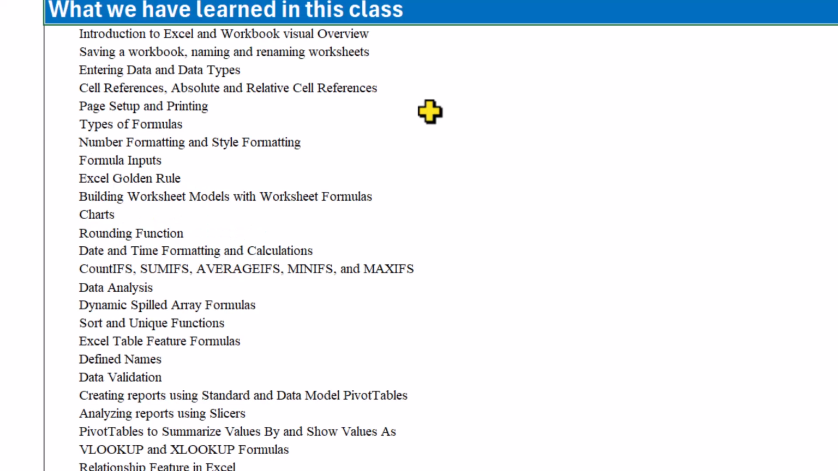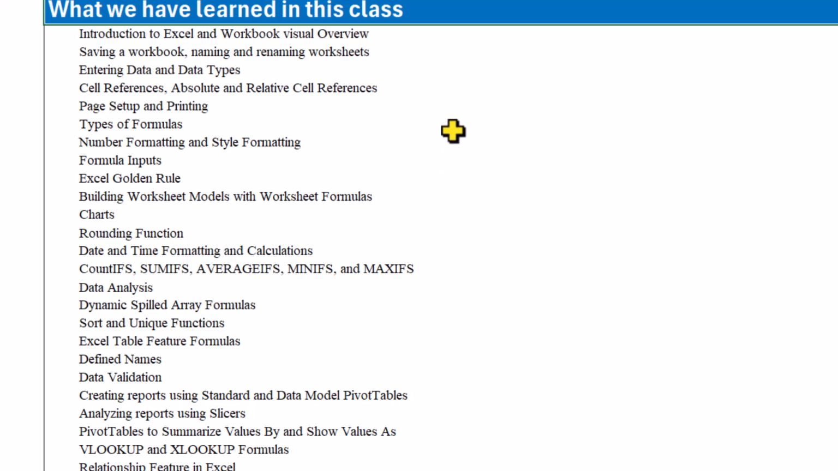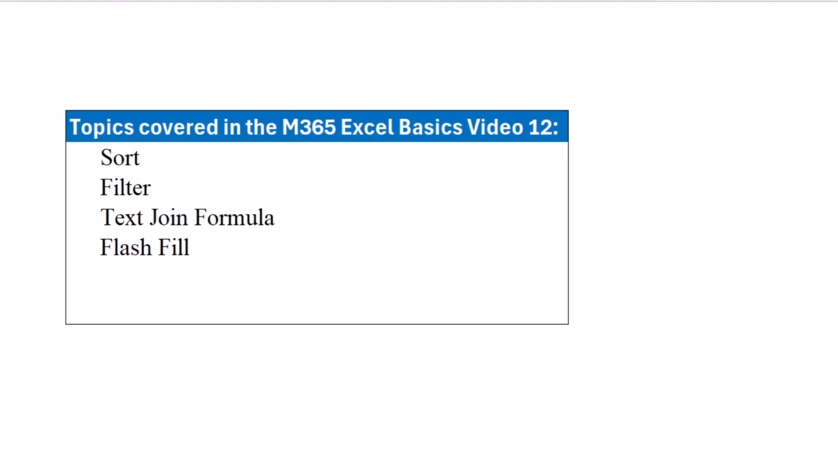So far in this class, we have learned some useful skills, and here is a list of some of the things that we have covered in this class. We use Excel to store data, make calculations, and for data analysis. In addition to the formulas and the data analysis tools we have learned in this class, we use the sort and filter feature in Excel, the flash fill, text join formulas as useful tools to analyze data.